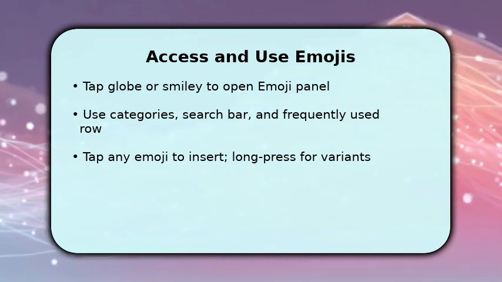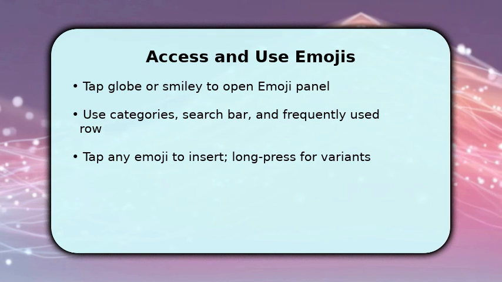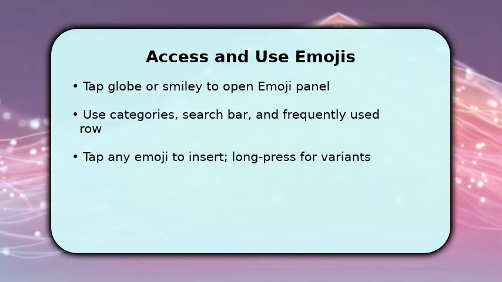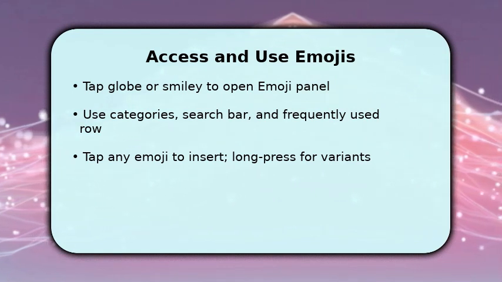Tap an emoji to insert it. If a character has skin tones or gender options, long press the emoji to pick a variant. Once inserted, you can continue typing or switch back to the letter keyboard with the globe.